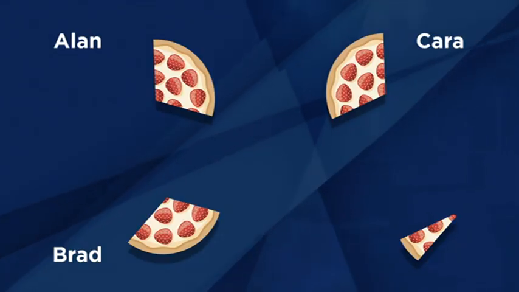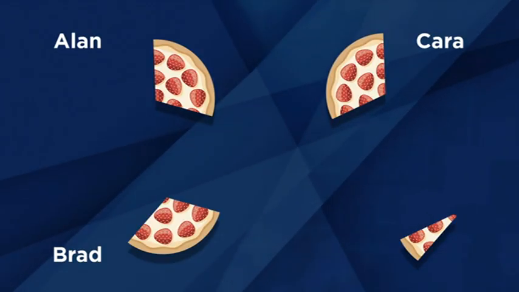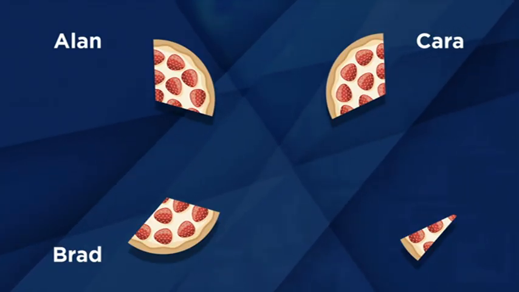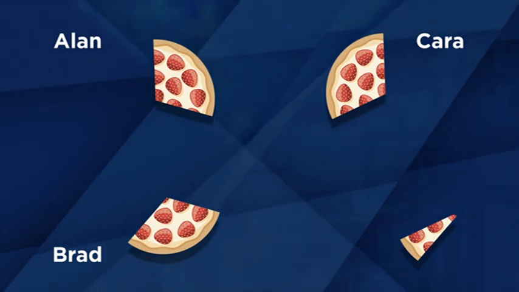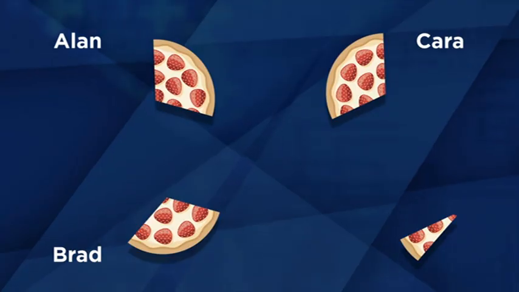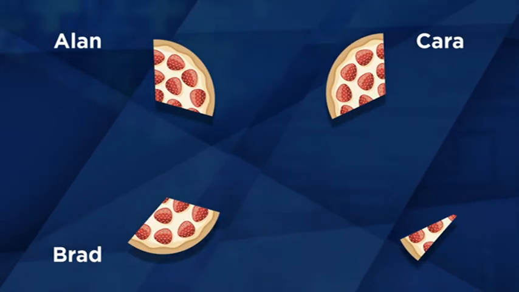Now, so far, everyone's happy. Kara's happy because she got first choice. Brad's happy because he got one of the 2 pieces he considered equally good, and both of which were better than the third piece. And Alan's happy because he got one of the original pieces, and he felt all 3 pieces were equal to begin with.